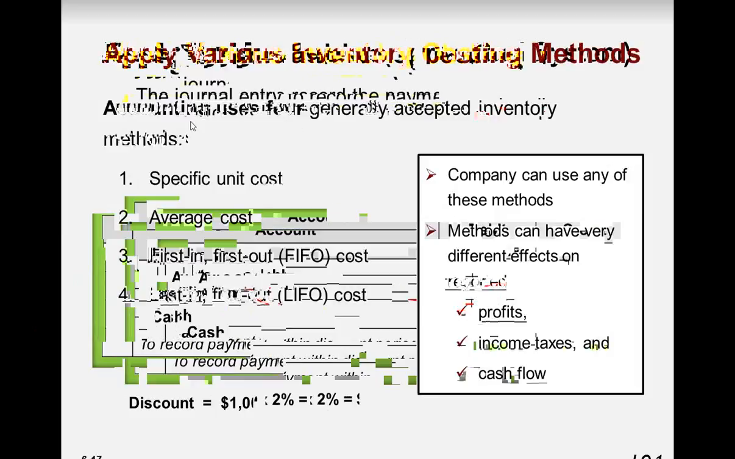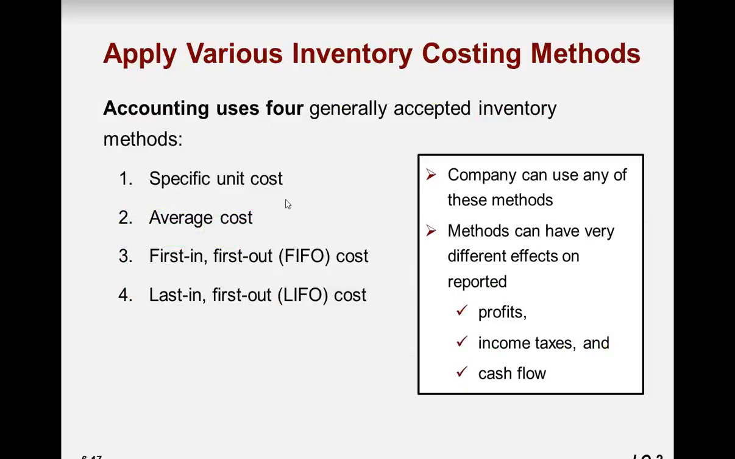There are different costing methods. I know I had some questions already, we had some questions about specific unit cost, not seeing how that exactly worked in average cost and first in, first out, and LIFO. So these methods can all be used. They'll have very different effects. They change your profits, they change how many income taxes you pay, and they change your cash flow. So those are the items that we're going to be looking at and hopefully get a grasp for.